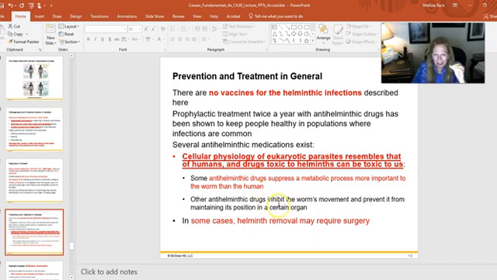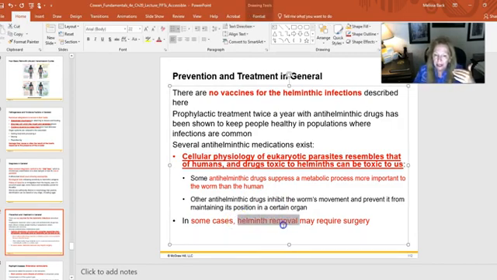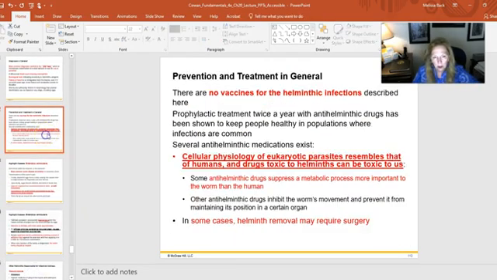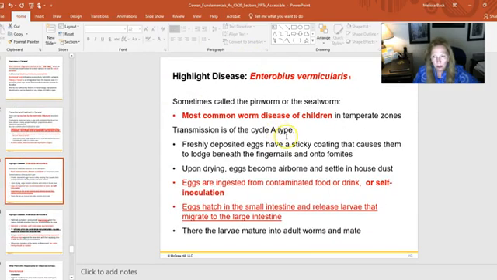So it's really important. In some cases, the worms are going to be blocking the GI tract, and they're going to be so extensive that it's going to require surgery to remove some of them. I've seen that quite often, where surgical intervention was actually necessary.